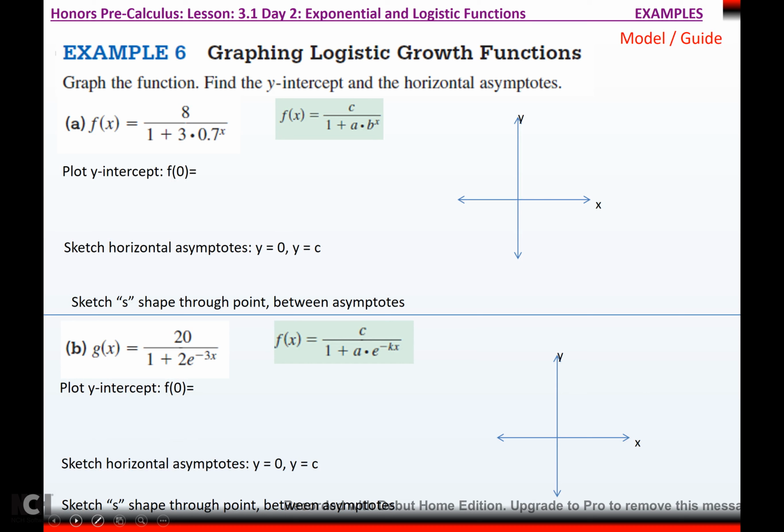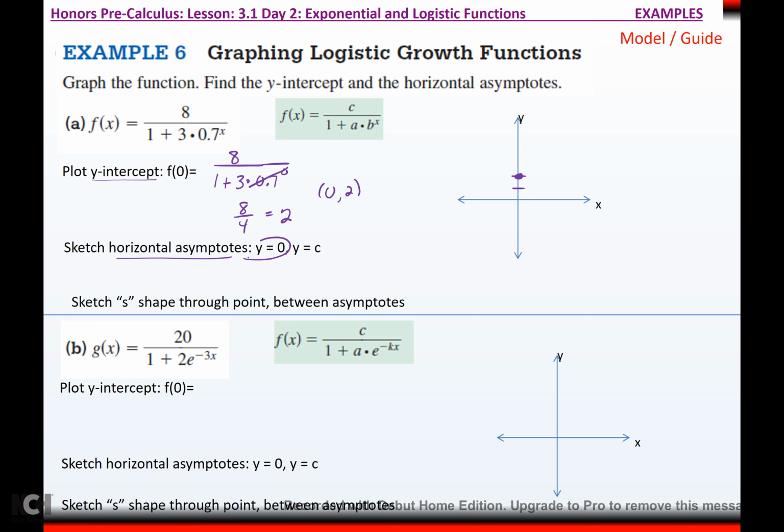All right, so here we go. We're going to graph these functions. And here's how you figure out how high it goes. You've got to find the y-intercept and the horizontal asymptotes. So you need the y-intercept, so I'm going to find f of 0. f of 0 would be 8 over 1 plus 3 times 0.7 to the 0 degree. That's just 1. So that leaves me 8 over 4, which is 2. So (0, 2) is going to be my y-intercept.